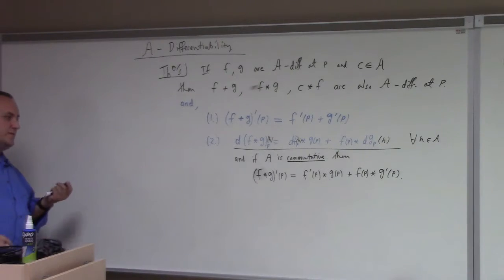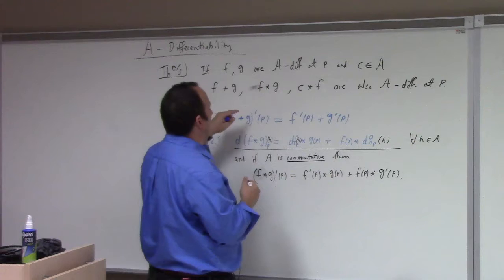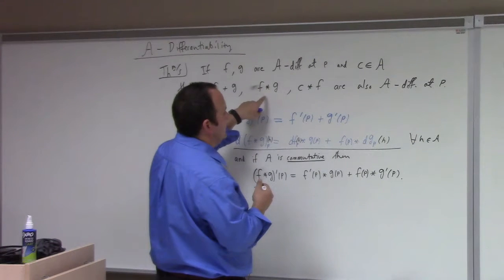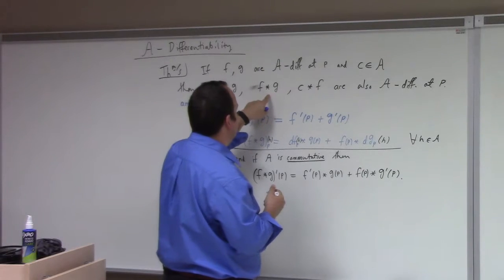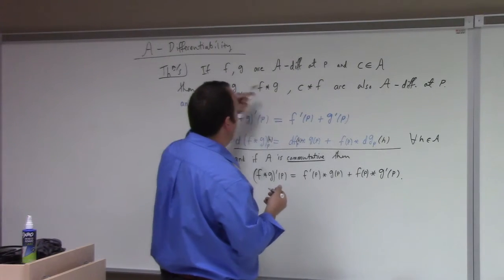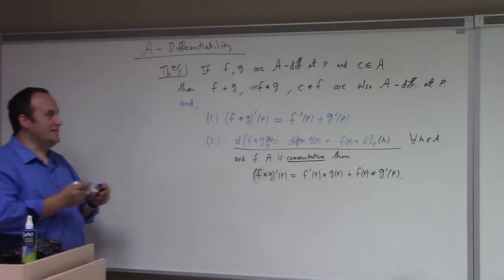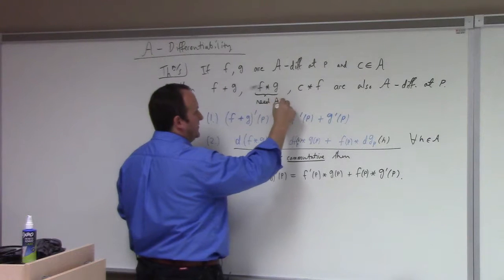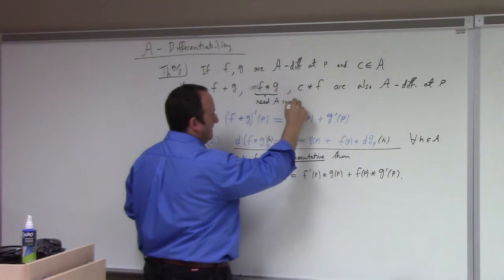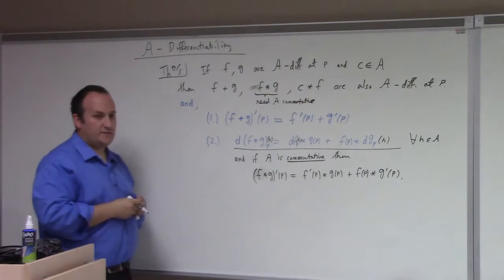If A is commutative, then, side note here, I can't say what I wrote up here without an assumption, which is that A is commutative. So I need commutativity for this. I need A to commute in order to get that f times g is again A-differentiable if f and g are A-differentiable at the point.